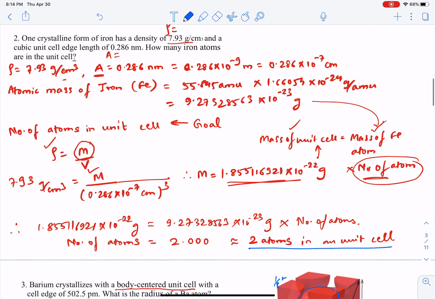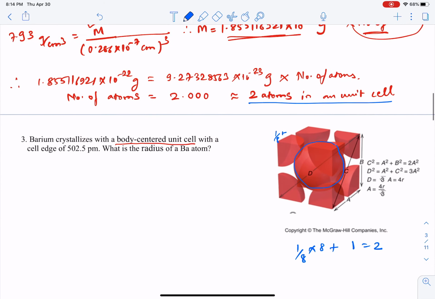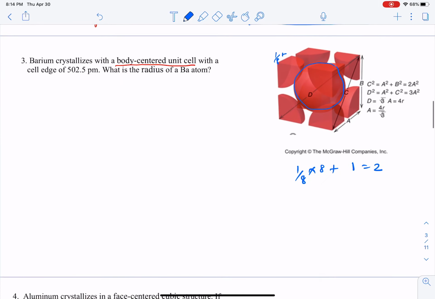So if someone asks, other than how many iron atoms are in a unit cell, what kind of unit cell it is, then you can say it's a BCC structure, or body center unit cell. So moving to question number 3.